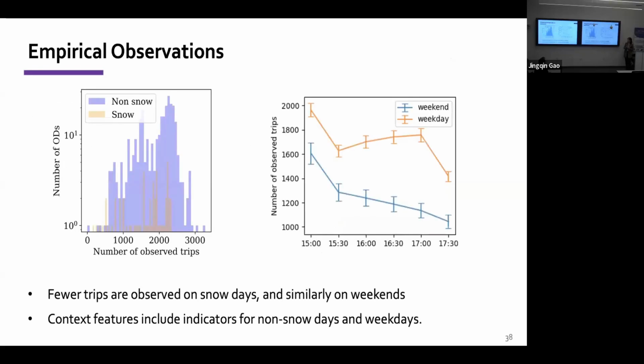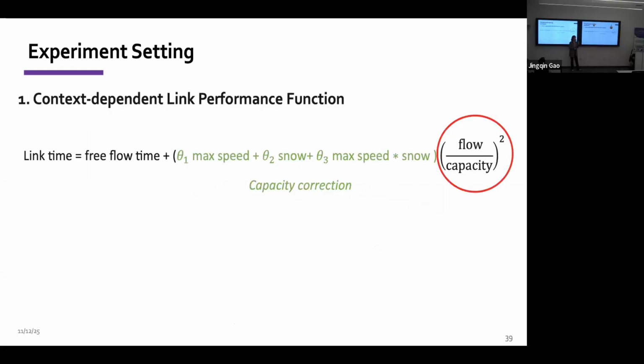So when we look at the empirical data, there are two context features that catch our attention. The first is snow. You know that Michigan is cold. Actually, it just snowed this Monday. When we look at the data, we can see that people tend to travel less on snow days. And similarly, people tend to travel less on weekends. So looking at these two empirical examples, we consider two context features: whether it snows or not, and whether it is a weekday or not, when we build our network equilibrium model.